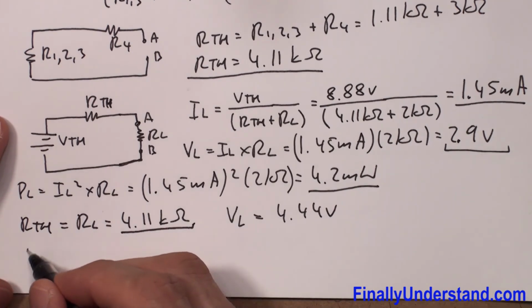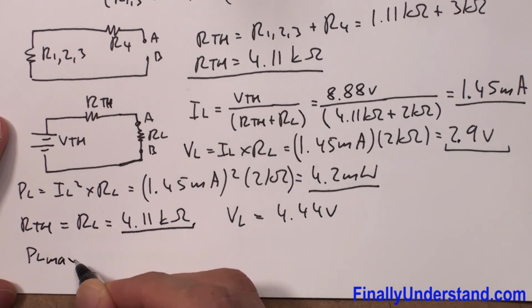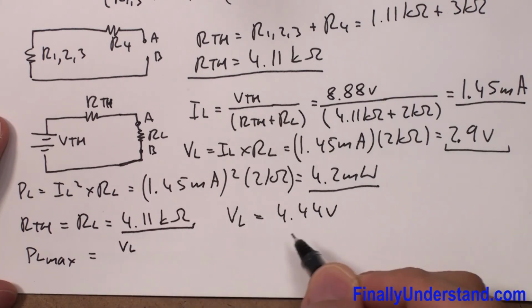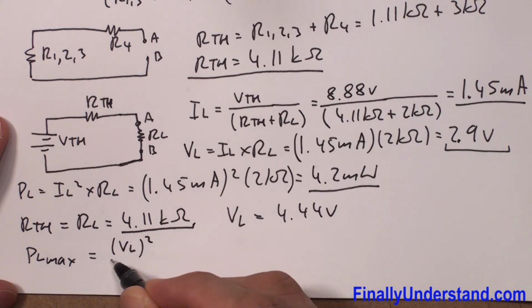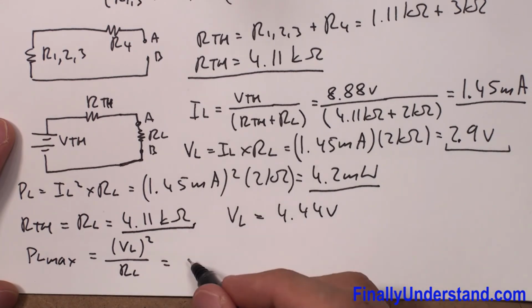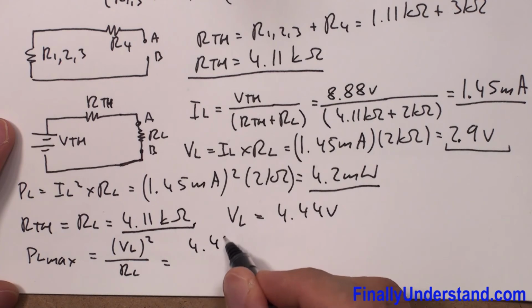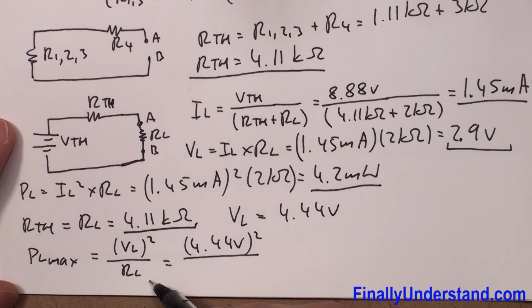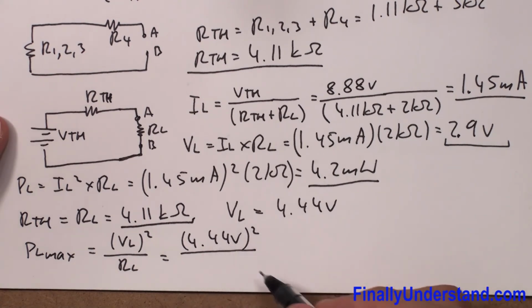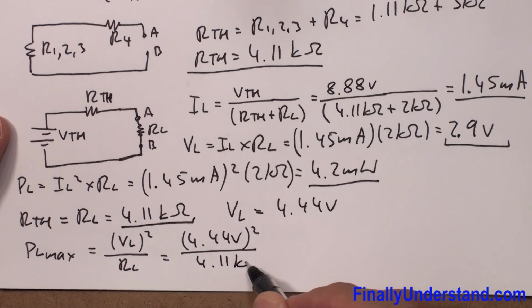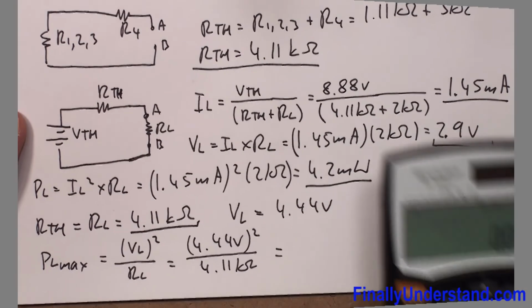So if you want to find the new PL max in this case, this is nothing else than VL raised to the second power over RL, where VL is equal to 4.44 volts. We have to raise this to the second power over RL, and RL is equal to 4.11 kilo ohms. Now I'm going to use the calculator.